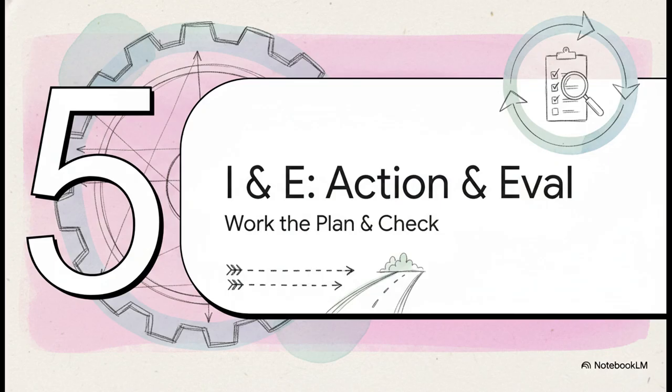All right, we've got our roadmap. Now it's time for the last 2 pieces of the puzzle, and they really go together. I for implementation and E for evaluation. This is where the rubber meets the road. We actually do the plan, and then we circle back to figure out if it's working.